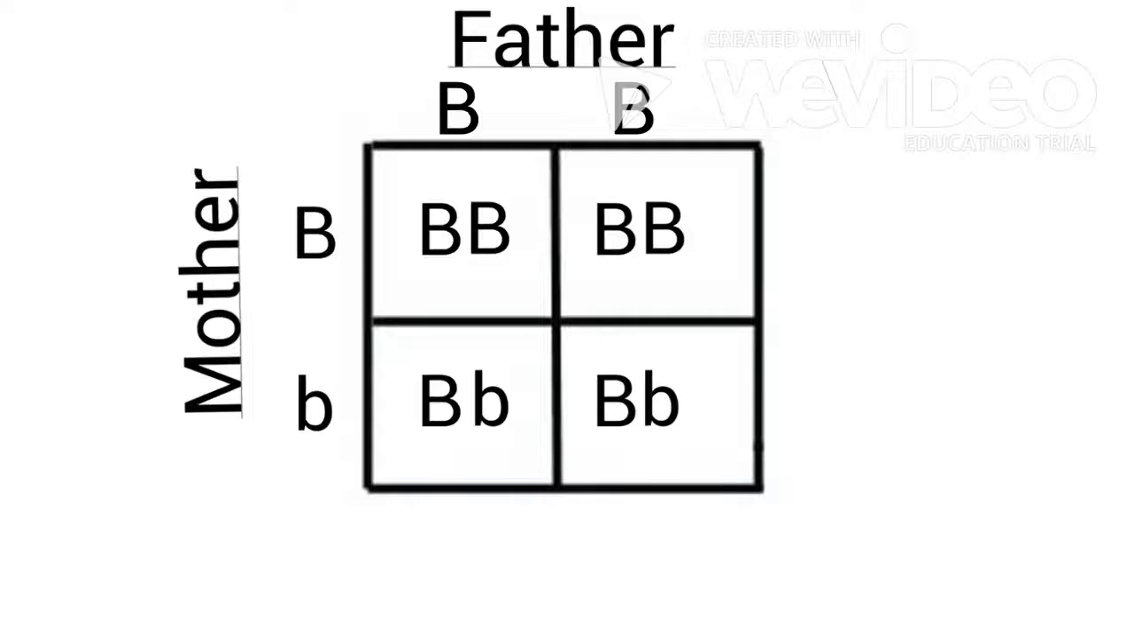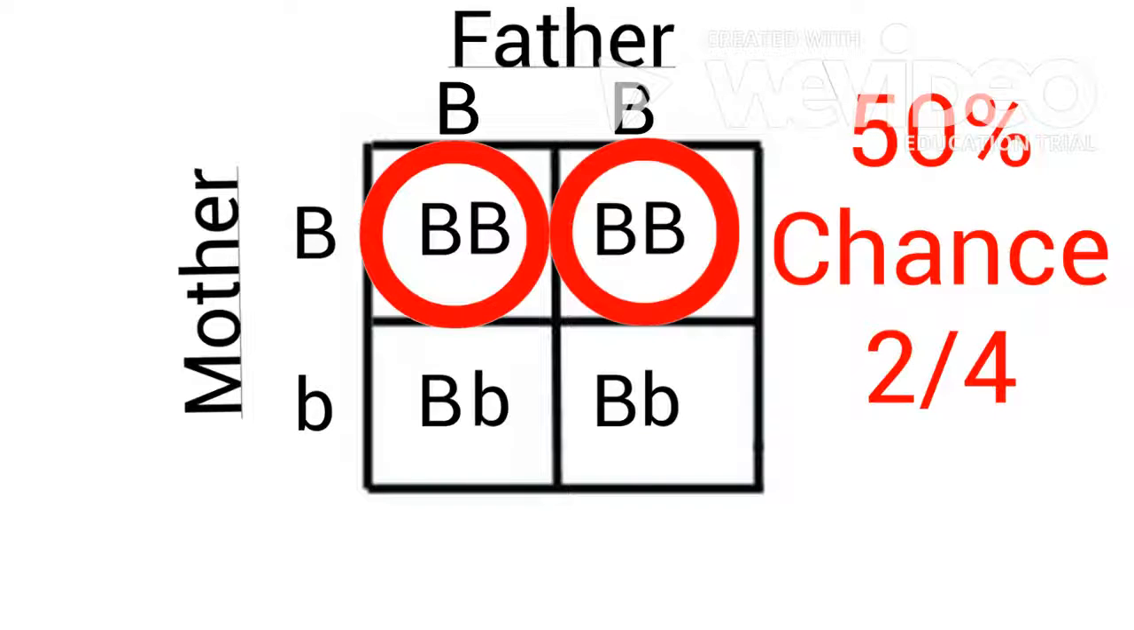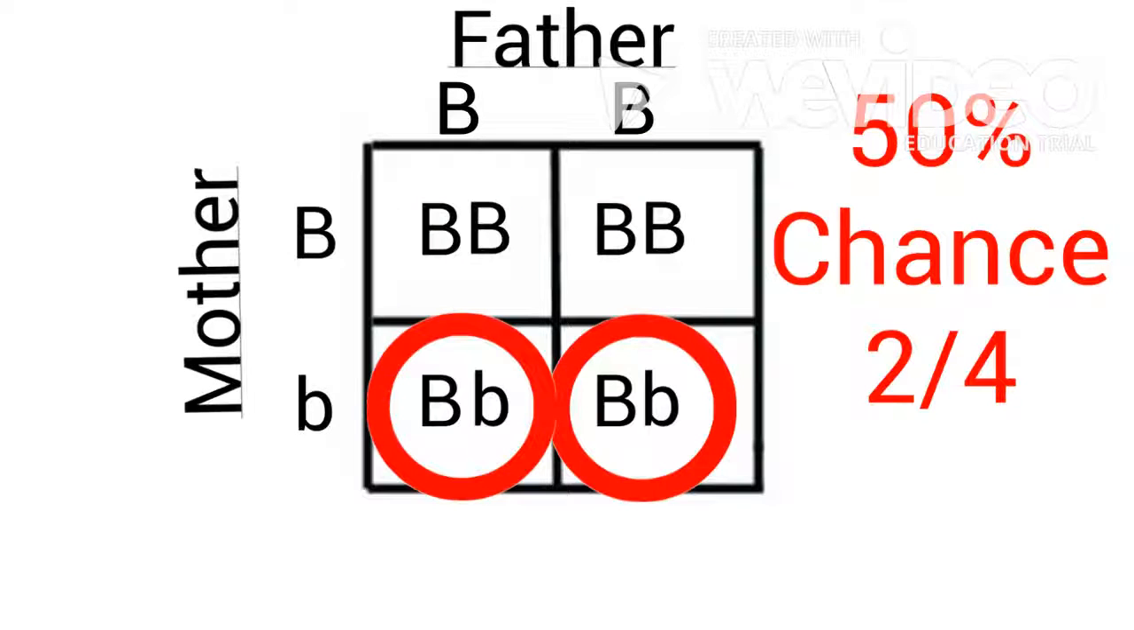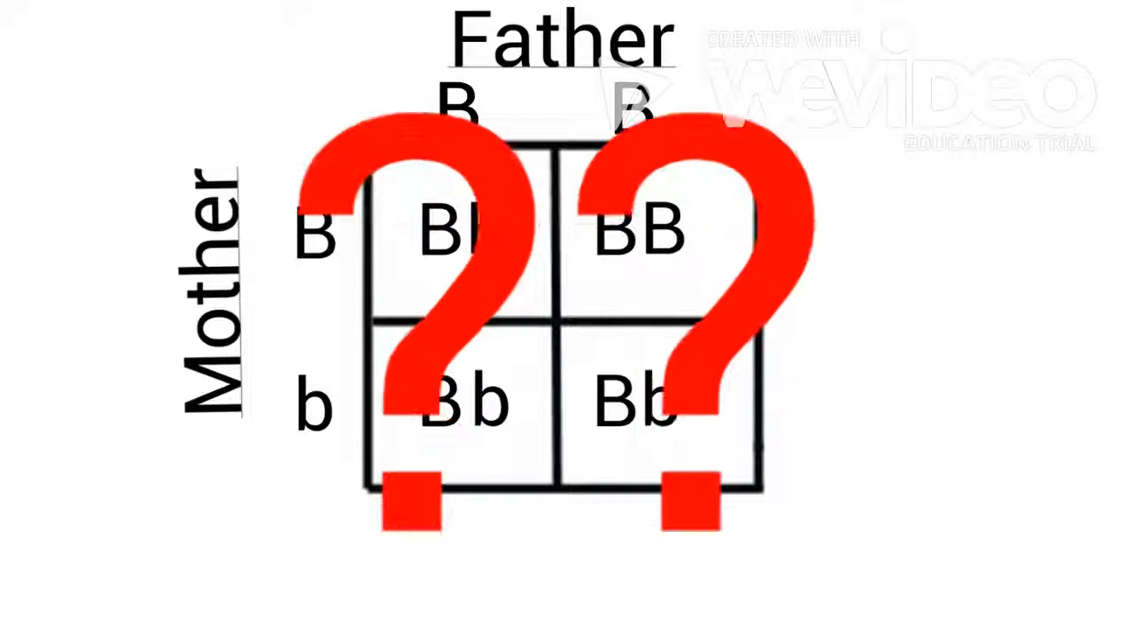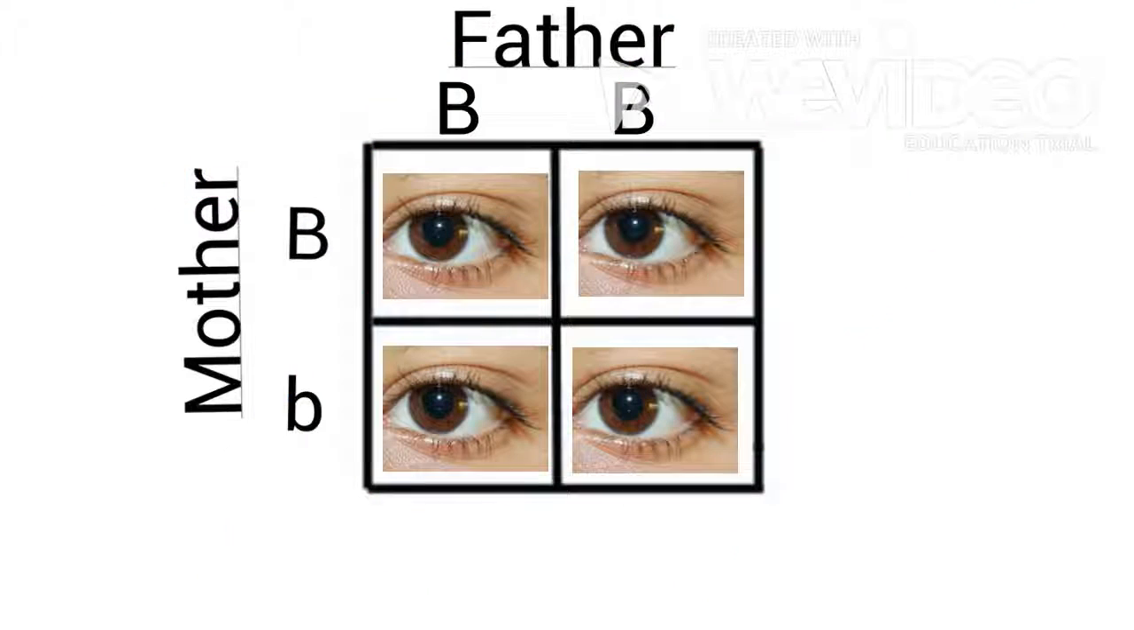So these parents could have kids with the following genotypes: 50% homozygous dominant, capital B capital B, and 50% heterozygous, capital B, lowercase b. Because we know that dominant traits always beat out recessive traits, all of the children will have what color eyes? If you said brown eyes, you are correct.